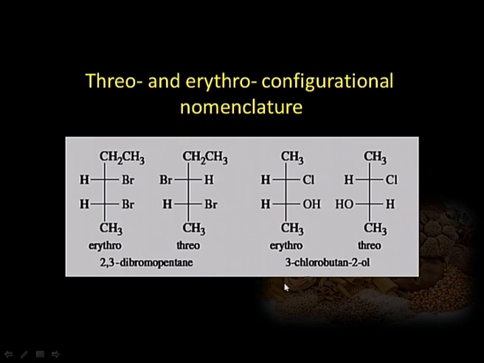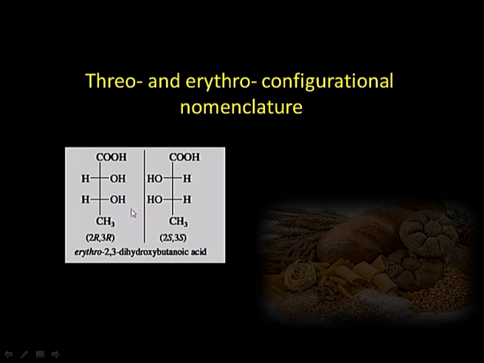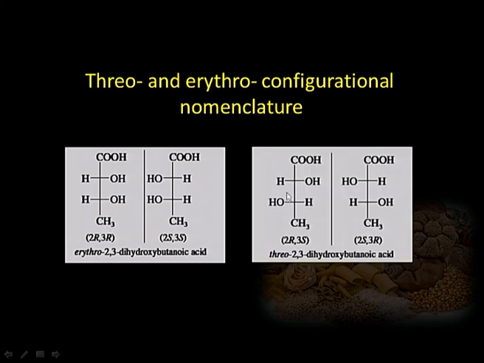Similarly, we use it for naming other compounds, like this carboxylic acid having 2 hydroxyl groups, 2,3-dihydroxybutanoic acid. This is the erythroisomer of 2,3-dihydroxybutanoic acid. This is its mirror image, and this is the threoisomer of 2,3-dihydroxybutanoic acid. So, this nomenclature system is derived from the configuration of the 2 four-carbon aldoses.